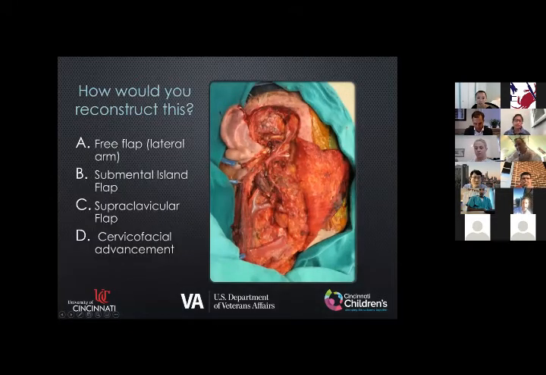So the poll question would be, how would you reconstruct this? This is a local pedicle regional or a flap top, but I did put in free flap in there in case I was totally out of line. A submental island flap, a supraclavicular flap, or some type of cervical facial advancement flap, not really knowing yet if this person will or will not undergo radiation. Closing the poll in 5 seconds. Closing.